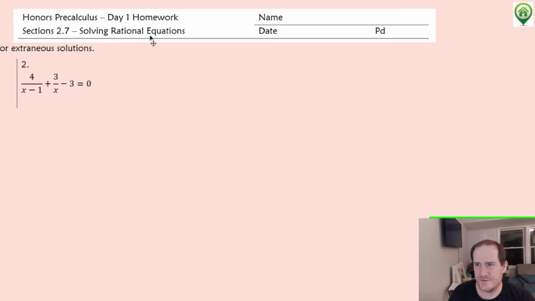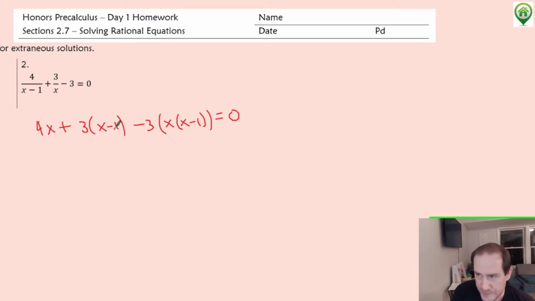Our LCD should just be x times x minus 1. And so as we distribute that, what's going to happen? The x minus 1 will cancel. We'll just get 4 times x. Then the x cancels. We'll get 3 times the x minus 1. Then the negative 3 will get hit by the whole thing, the x and the x minus 1. And then the whole equation will equal 0. So there's everything that I would have after multiplying through.